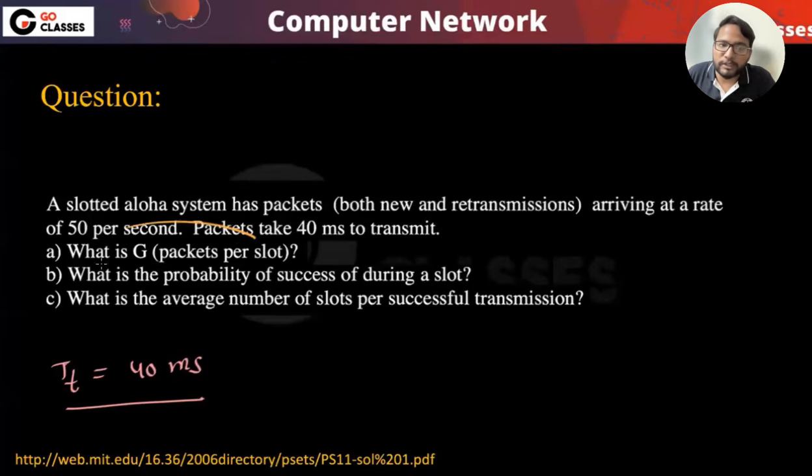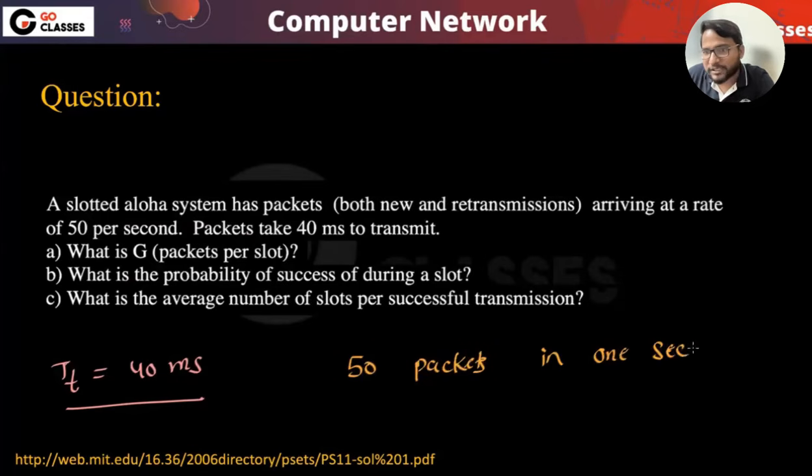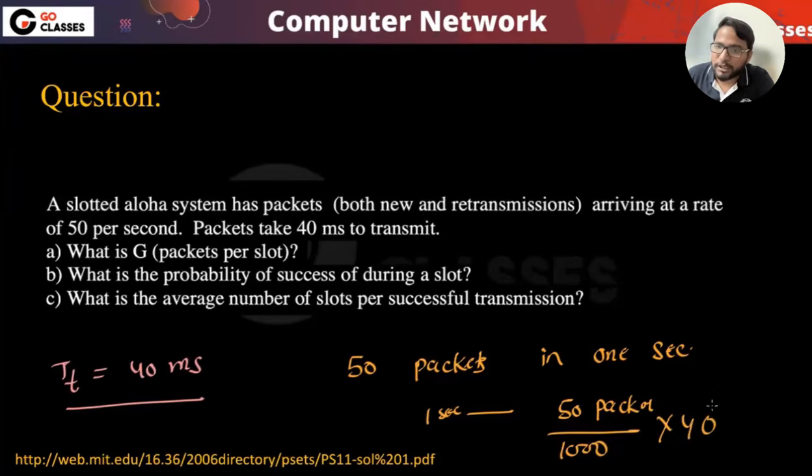Now you tell me what is the value of G, packets per slot, on average. If you are sending 50 packets in 1 second, we are interested to know what you are doing in 40 milliseconds, right? So in 1 second, if you are sending 50 packets, in 1 millisecond you will definitely be sending fewer. So in 1 millisecond you will be sending this much, and in 40 milliseconds you will be sending this much. So this is your G, right? Everyone understood how we are calculating G from this given information?